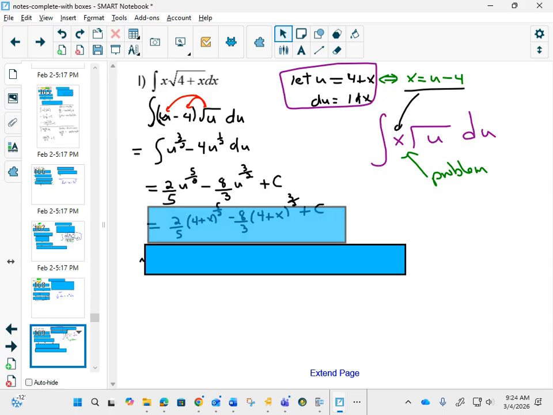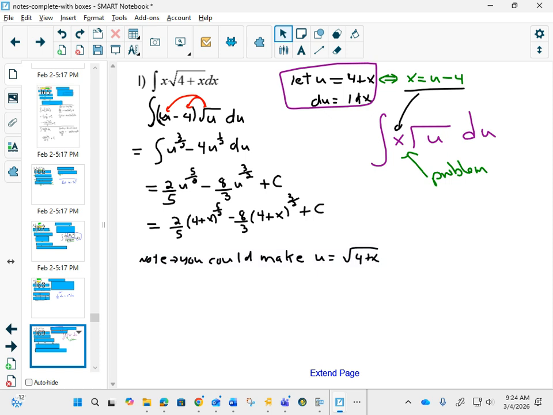Then I can substitute back. And it's like, oh my goodness, this actually worked. Little note at the bottom, if you made u the square root of 4 plus x, you should try it. It will also work with manipulations.